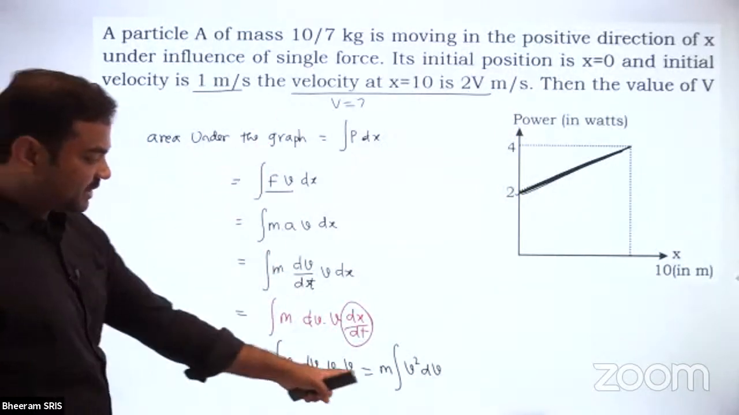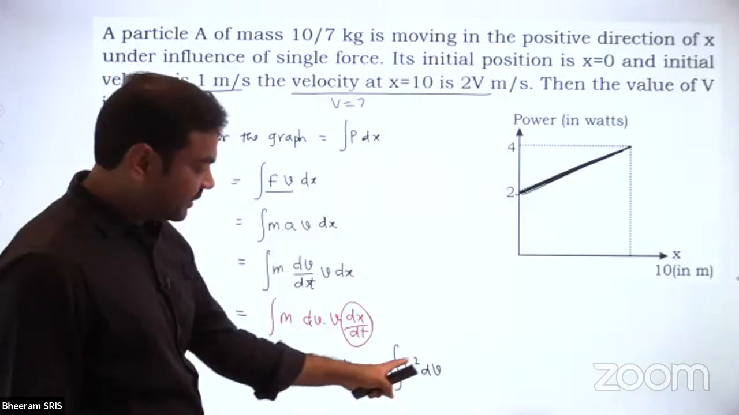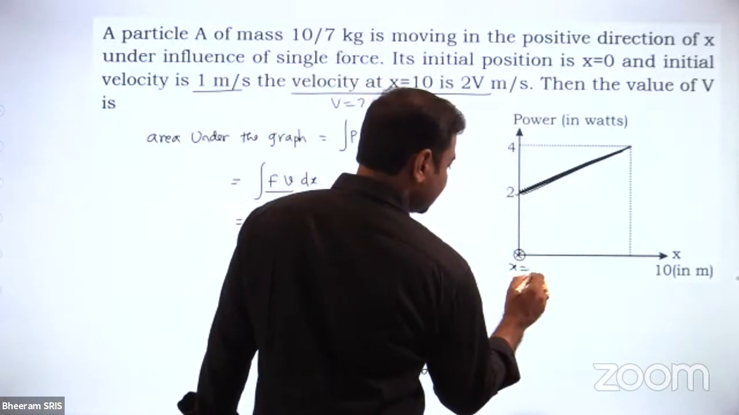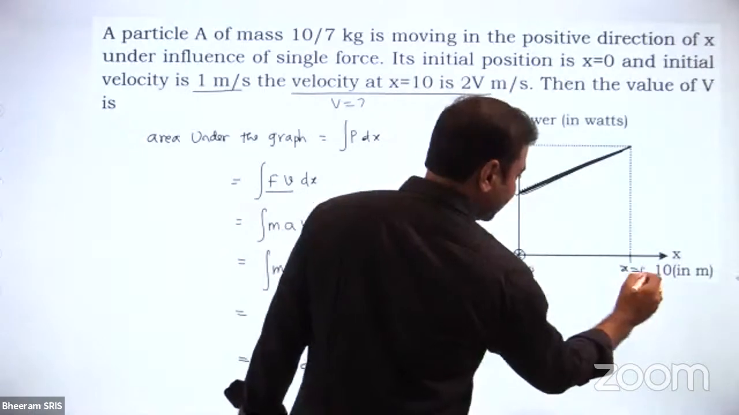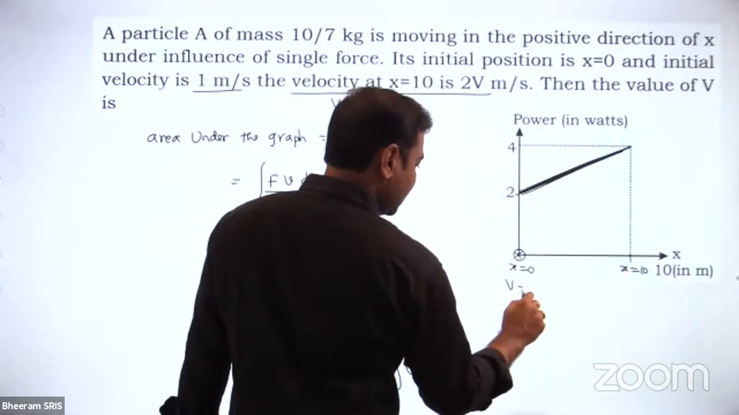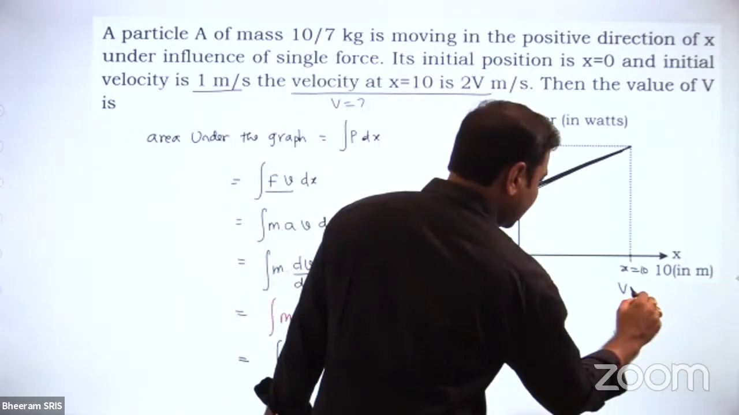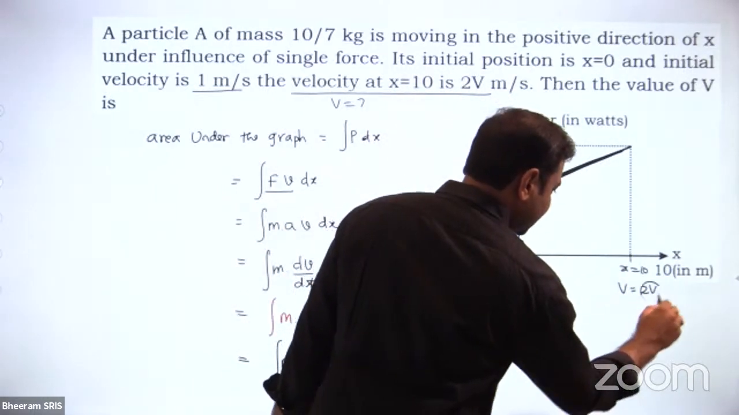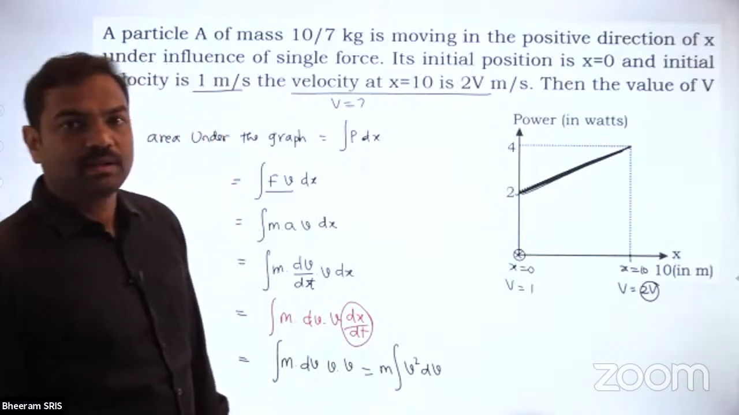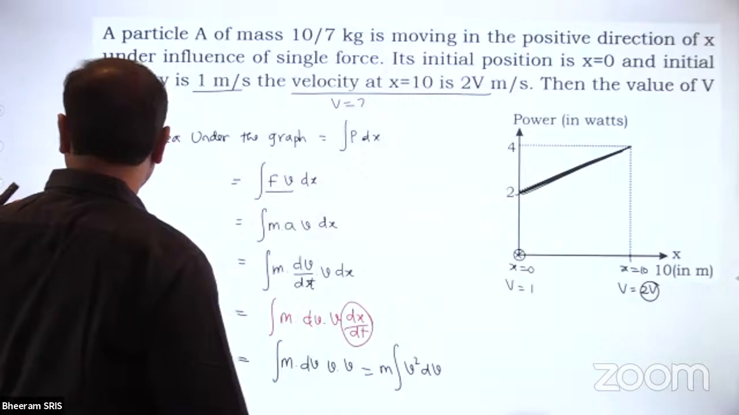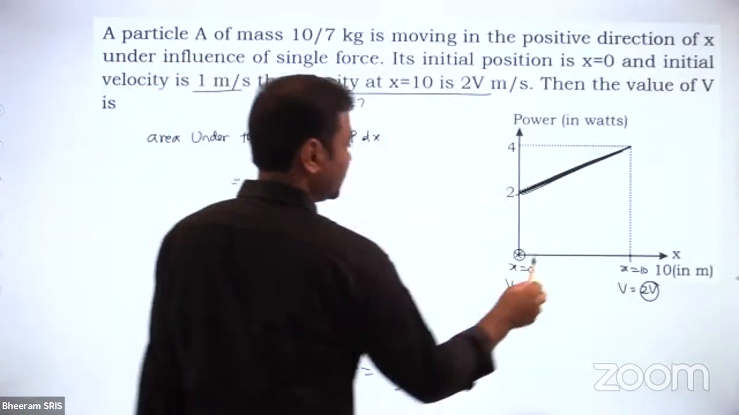So area under the graph is equal to m into integral v square dv. Now we require from where to where? From x is equal to 0 to x is equal to 10 we require. What is the velocity? Velocity at x is equal to 0 is 1, and at x is equal to 10, what is the velocity? 2v is the velocity. Then I can write down area under the graph. What is the area under the graph now? This total area.